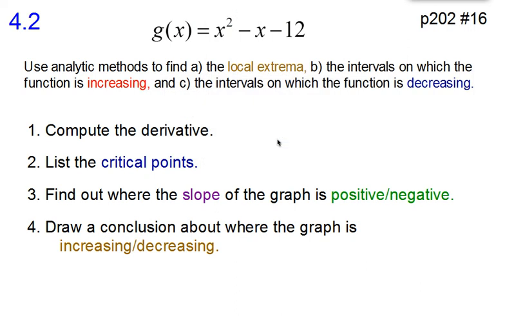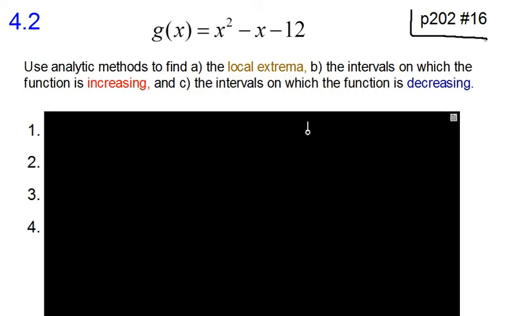Hi there. In this video, we'll look at a problem from lesson 4.2. This was taken from the homework set on page 202, problem 16. And the directions indicate that we are to use analytic methods to find the local extrema and the intervals on which the function is increasing, as well as the intervals on which the function is decreasing.